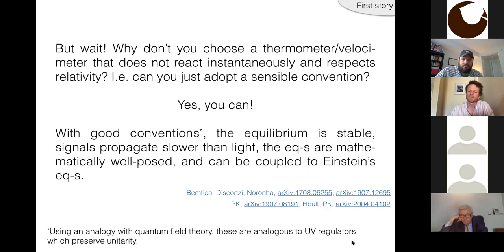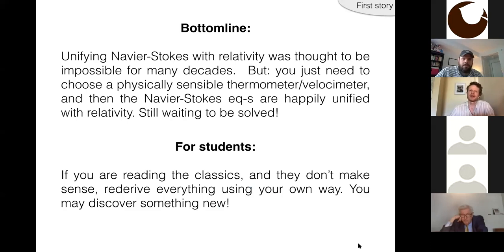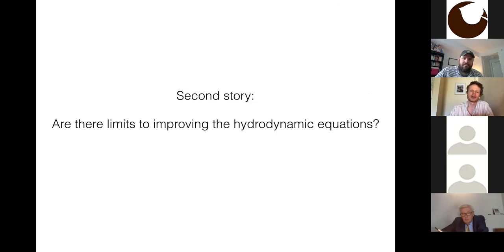It's only last year. So the bottom line is this: unifying Navier-Stokes with relativity was thought to be impossible for many decades, but that's just because maybe you haven't thought of your conventions carefully. You just need to choose a physically sensible thermometer or velocimeter, and then the Navier-Stokes equations are happily unified with relativity. Those equations are fairly recent, and they're still waiting to be solved. And the lesson for students is this: if you're reading the classics and they don't make sense, just rederive everything your own way, and you may discover something new. So that was my first story about how to think carefully about whether your equations make sense.